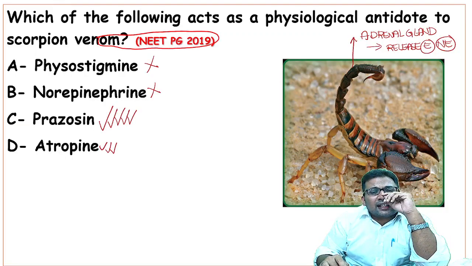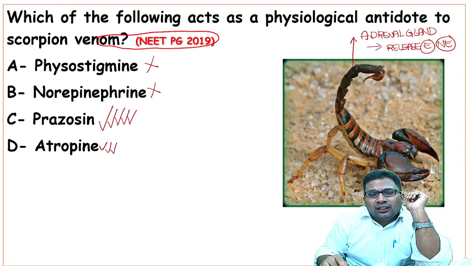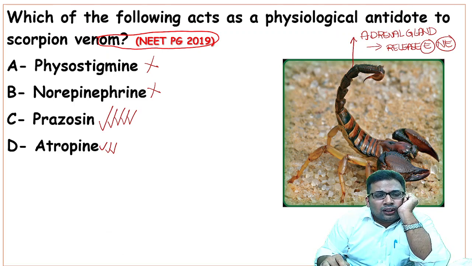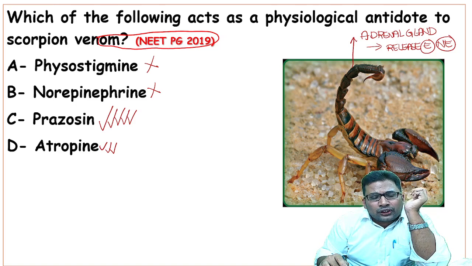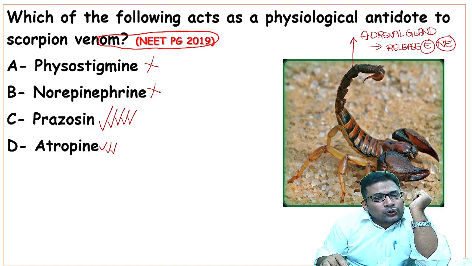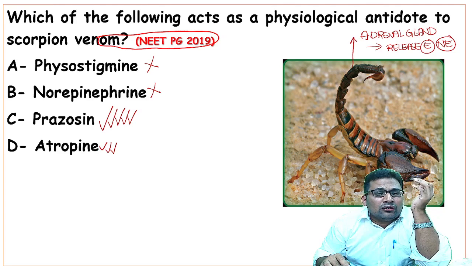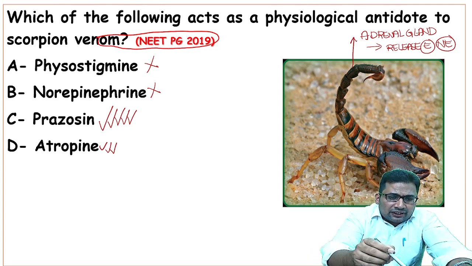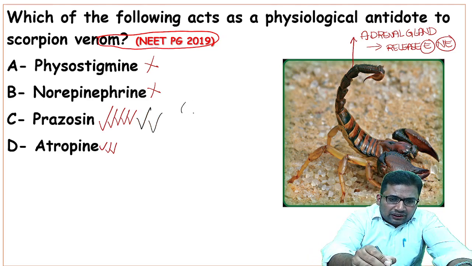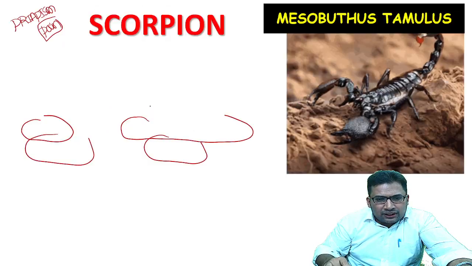So this was the question asked in NEET PG 2019. Which of the following acts as a physiological antidote to scorpion venom? So that time this question was asked. The answer was prazosin, because scorpion venom causes release of adrenaline and noradrenaline from the adrenal gland. So physiological antidote, the correct answer was prazosin, option C. And the same scenario was given here.